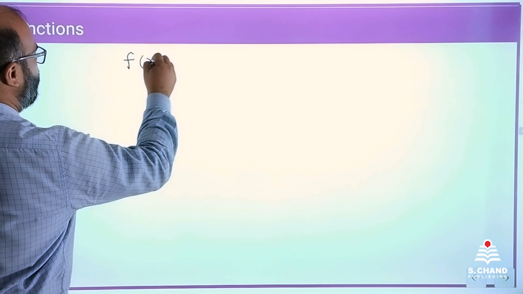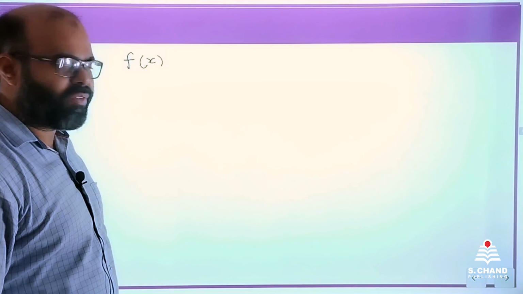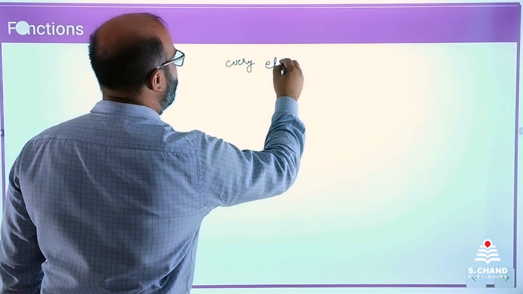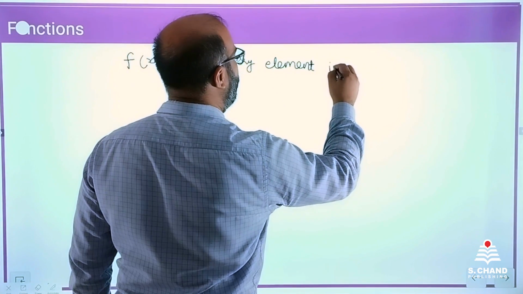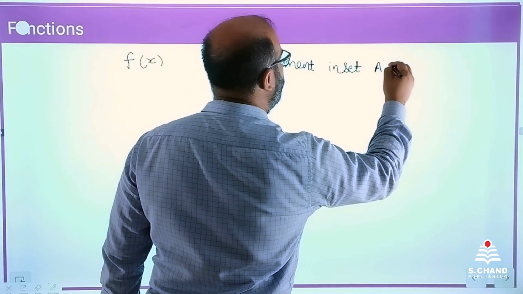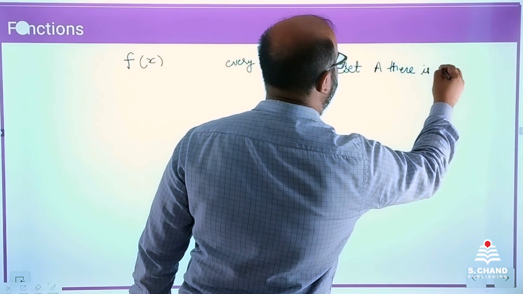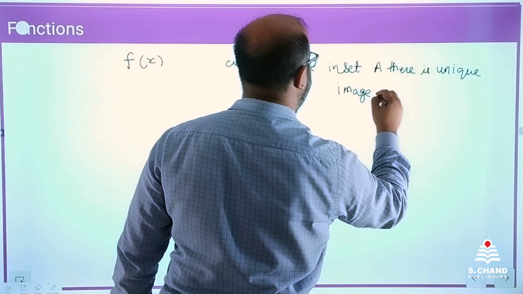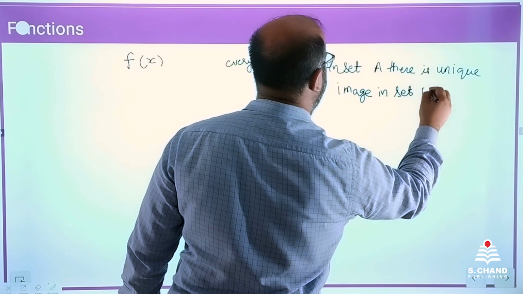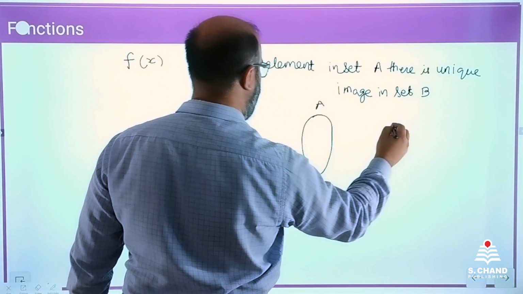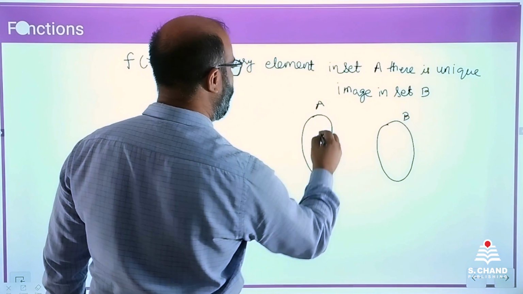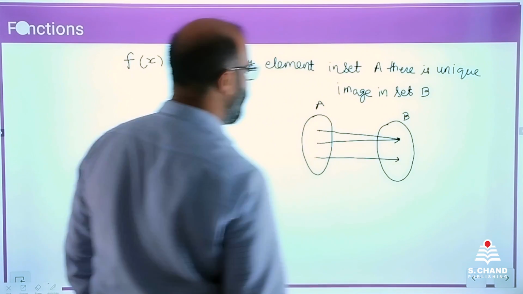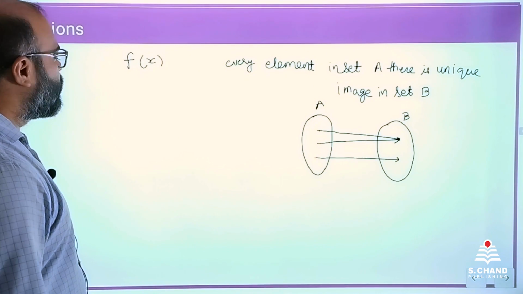definition of a function. So how do we define a function? We define a function such that for every element in set A, there is a unique image in set B. So there is a mapping, and this mapping satisfies this relation. That is, a set A and a set B, and then for every one of these there is a unique image like this. So this is called a function.